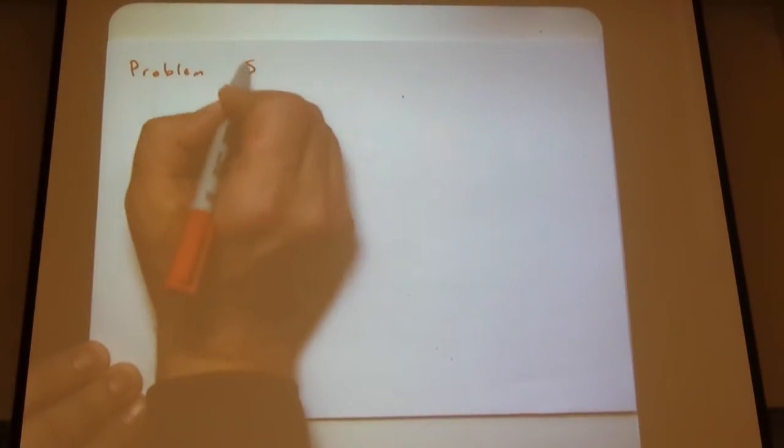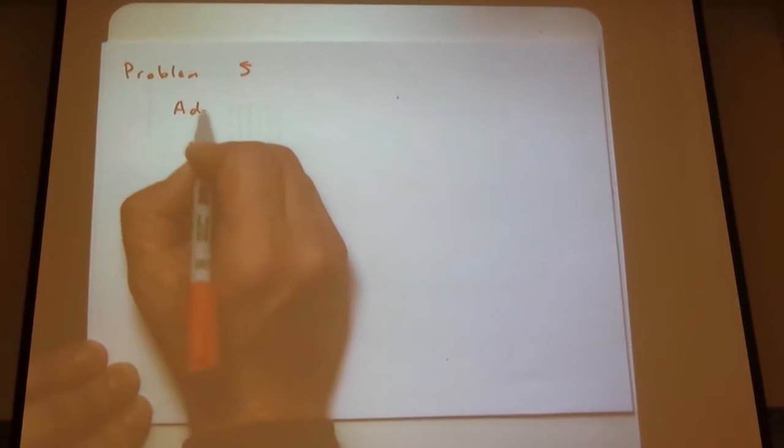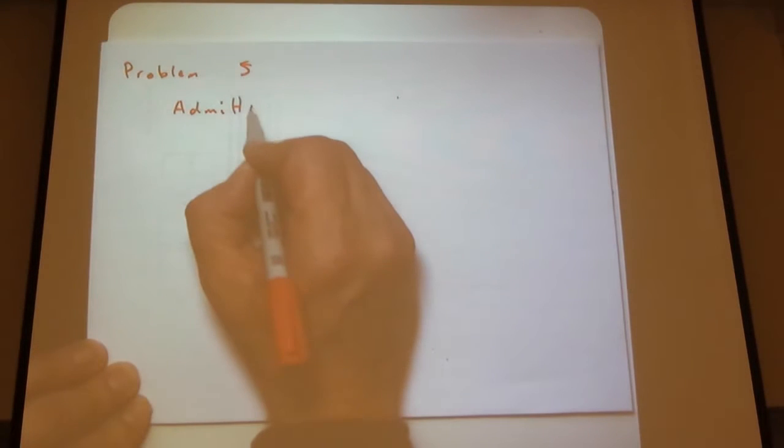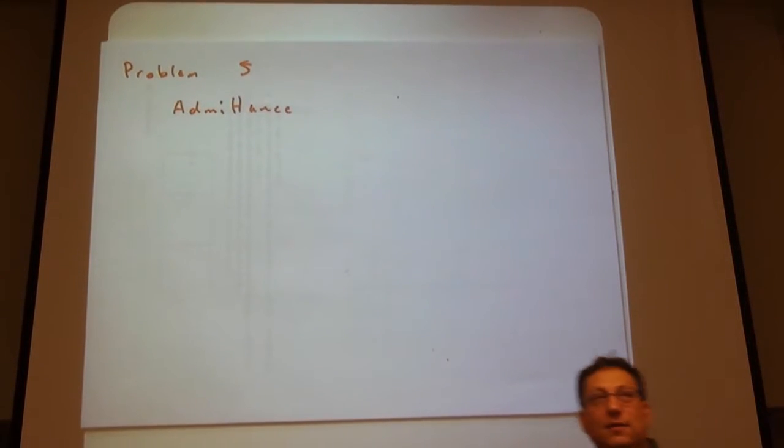So, a number of you asked me a question about problem 5 on the homework. Did everybody look at the homework? Problem 5. Anybody know what problem 5 asked? It's an admittance problem. What's admittance? Very, very tricky concept. It'll take at least weeks to get it.